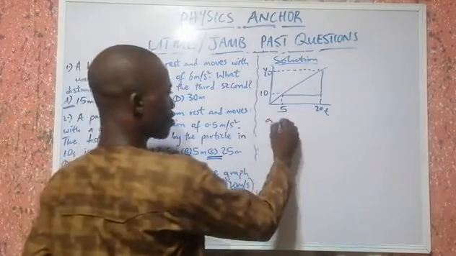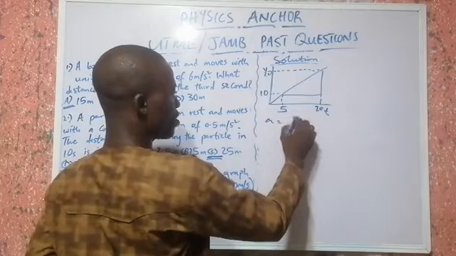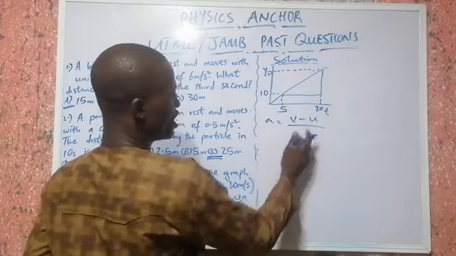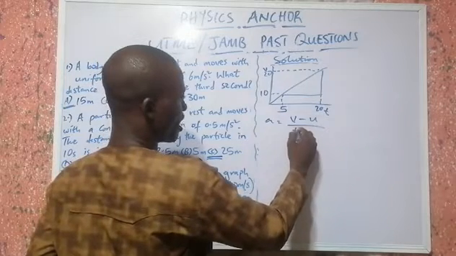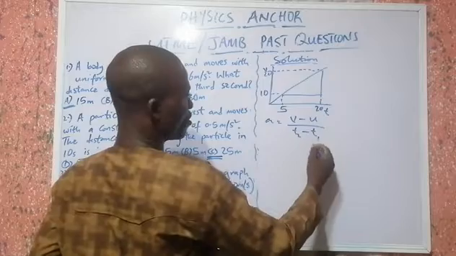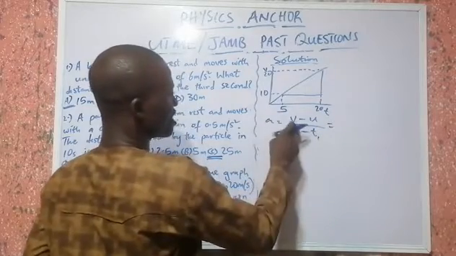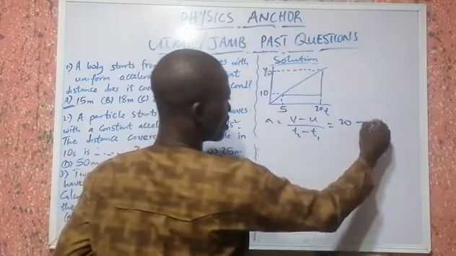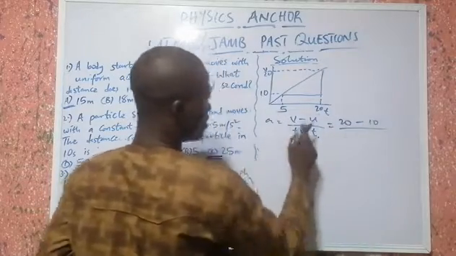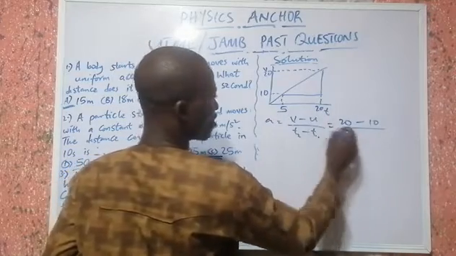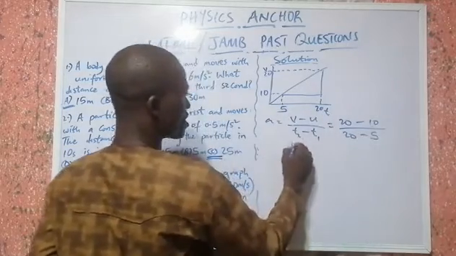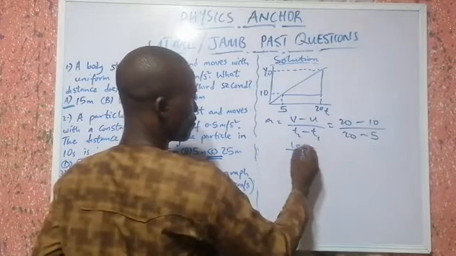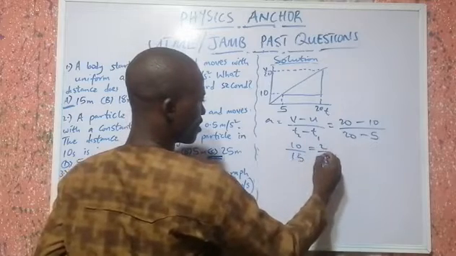So acceleration is equal to the change in velocity, that's v minus u, over the change in time, that's t2 minus t1. So that will give us the final velocity, 20, minus the initial velocity, which is 10, over t2, which is 20, minus t1, which is 5. So that will give us 10 over 15, and that is 5 here 2, 5 here 3.